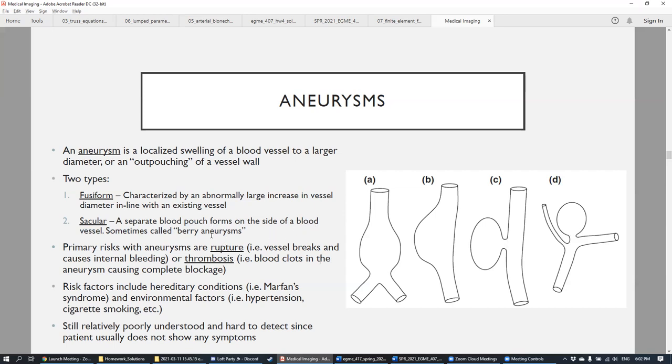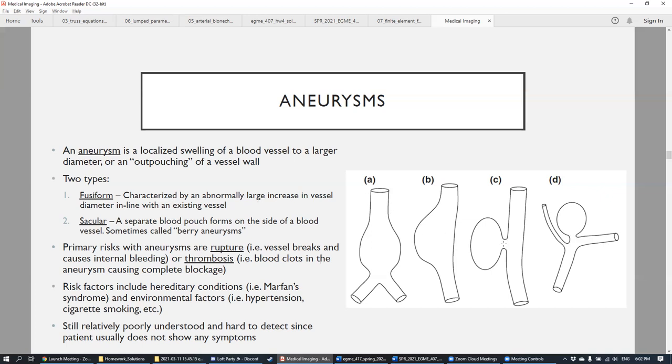And so the primary risk for aneurysm: by themselves, an aneurysm is not bad. If you have just a little bit of a larger blood vessel and a sac, it doesn't really affect the delivery of blood. So the delivery system is not really impacted by aneurysm. It's kind of the opposite of atherosclerosis, right?